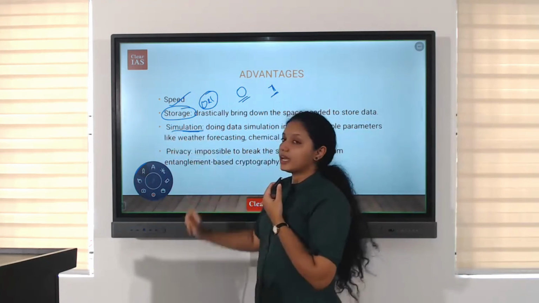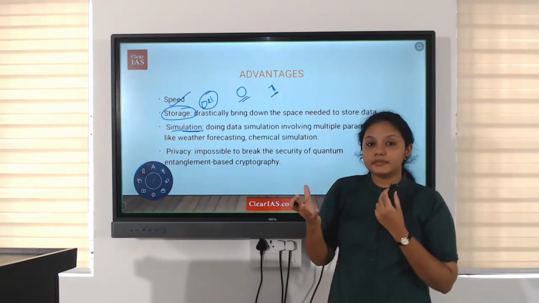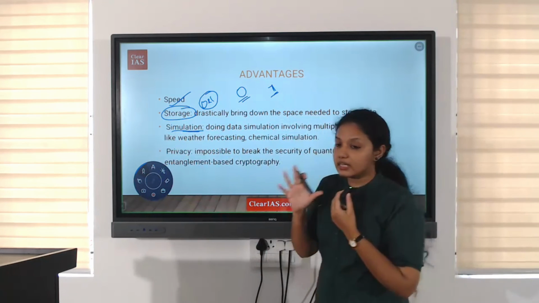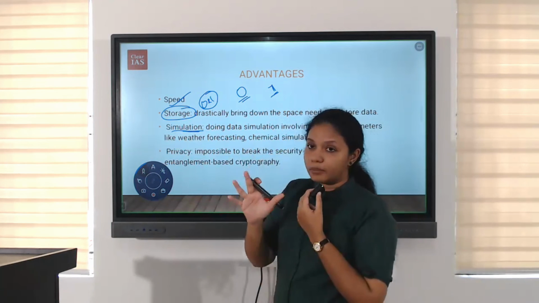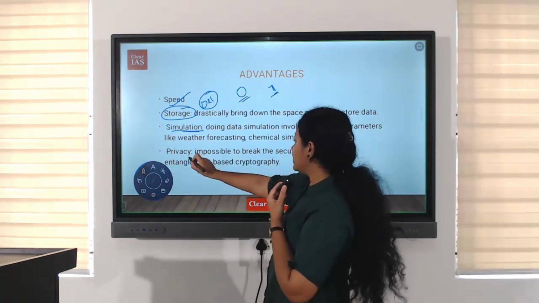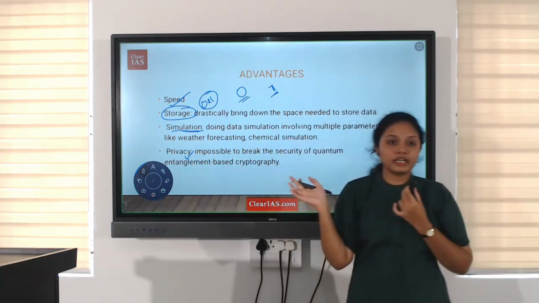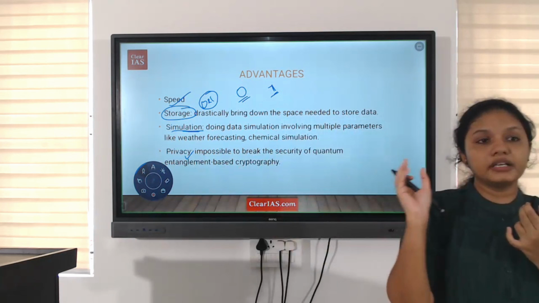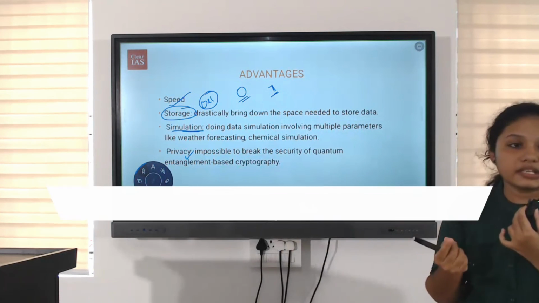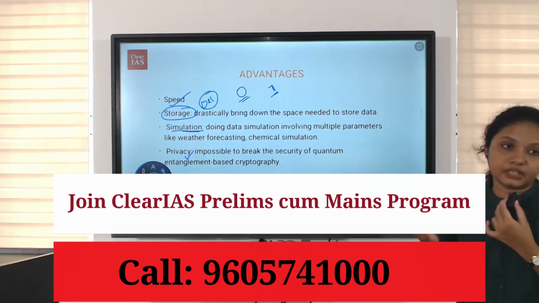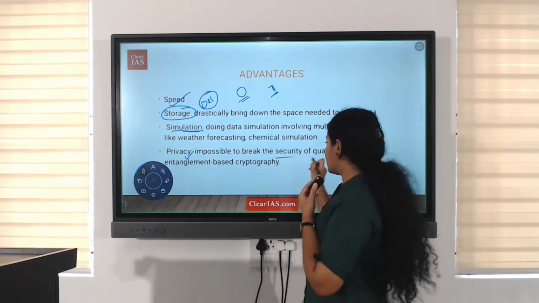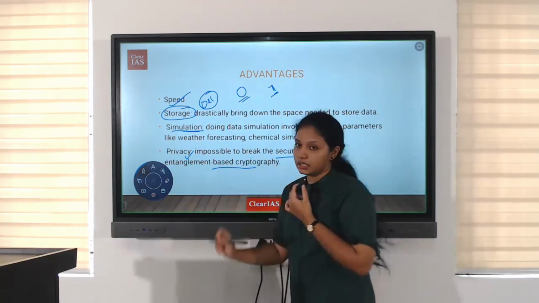The next one is simulation. We can use this for simulating the weather, for chemical simulation, etc. We can create a simulated environment for weather forecasting, chemical simulation, etc. The next one is privacy. Privacy is what we discussed just now. When a third party intrudes, we will identify that immediately because there will be a change in the spin of the particles. The particles will change from superposition to entangled form. It is impossible to break the security of quantum entanglement-based cryptography.